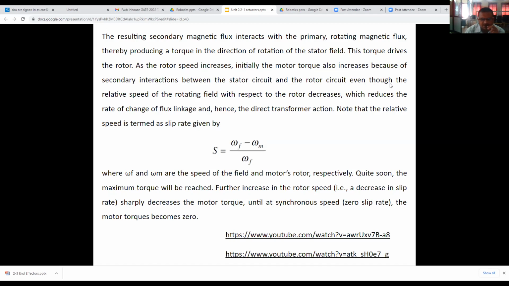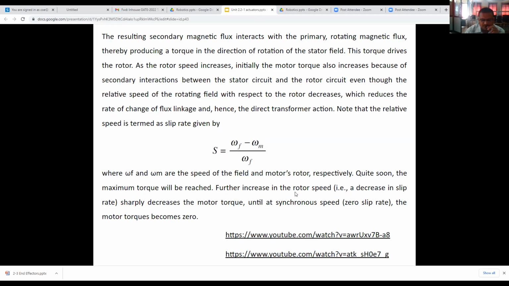the rotor circuit, even though the relative speed of the rotating field with respect to the rotor decreases, which reduces the rate of change of flux linkage and hence the direct transformer action. Note that the relative speed is termed the slip rate, given by S equals (omega F minus omega M) divided by omega F, where omega F and omega M are the speed of the field and motor's rotor respectively. Quite soon, the maximum torque will be reached.